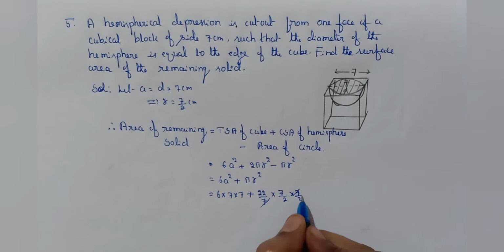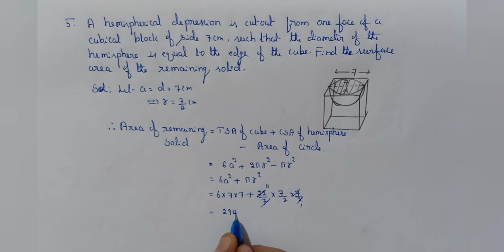7 gets cancelled. 2 ones are 2, 11s are 11. 6 into 7 into 7 is 294. 294 plus 11 sevens are 77 by 2.